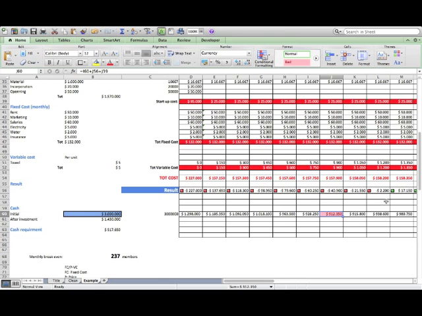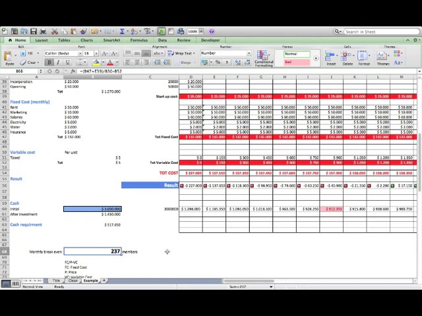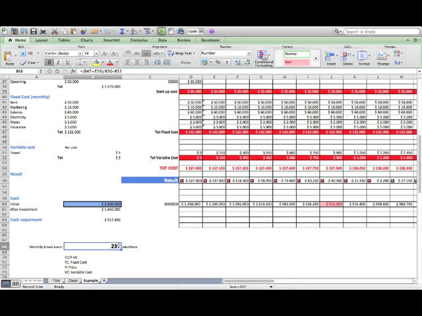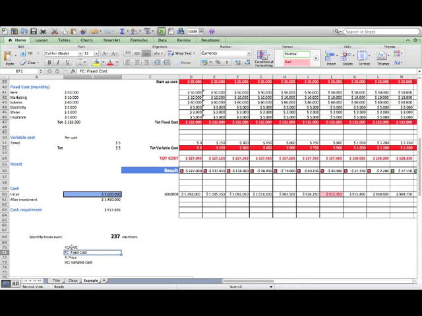Then another thing you could look at is we have here a break even, like, when do we reach the break even. But what you can look at as well is how many members you need to reach the break even per month. And what you realize is that you need 237 members per month. And how do we calculate that? This is the formula. We take our fixed cost divided by the price per unit minus the variable cost. And this is what we get, 237 members.